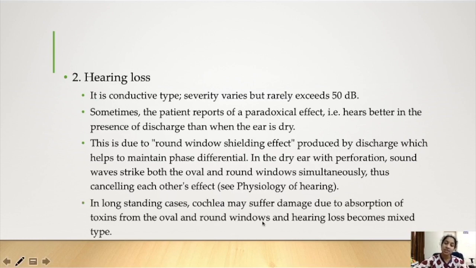In long-standing cases, the cochlea may suffer damage due to absorption of toxins through the oval and round windows, and hearing loss becomes mixed type. So sensorineural loss will also come, because when we learn the treatment, the antibiotic drops we are putting inside the ear are ototoxic. So the toxins will get absorbed through the oval and round window, and there will be sensorineural hearing loss. Conductive hearing loss is already there, and because of this there will be sensorineural hearing loss also, causing a mixed type.